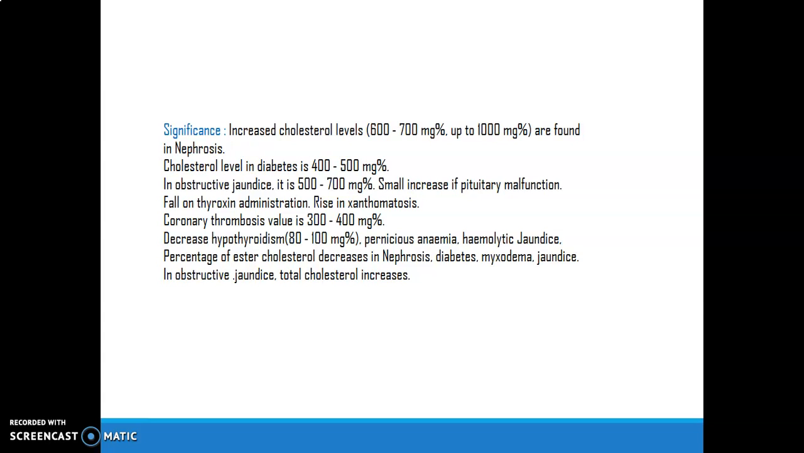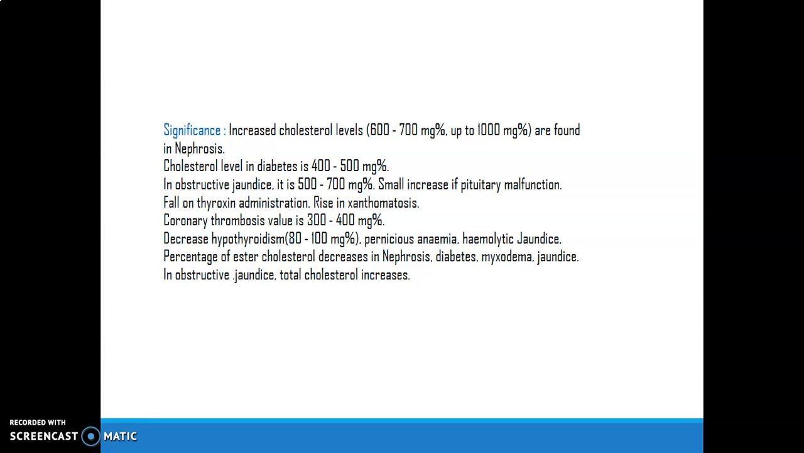Significance: increased cholesterol levels of 600 to 700 mg per cent, up to 1000 mg, are found in nephrosis. Cholesterol level in diabetes is about 400 to 500 mg per cent. In obstructive jaundice, it is 500 to 700 mg per cent. A small increase occurs in pituitary malfunction. It falls with thyroxine administration, and rises in xanthomatosis. In coronary thrombosis the value is 300 to 400 mg per cent. It decreases in hypothyroidism to 80 to 100 mg per cent.